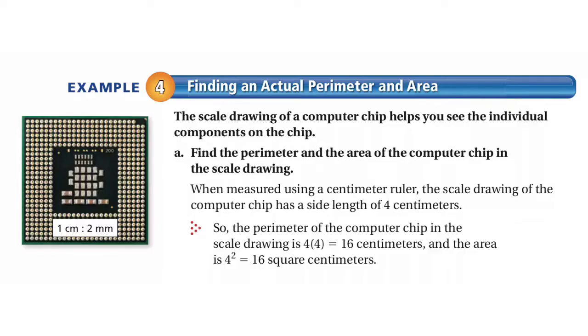So here in example 4, we're finding an actual perimeter and area. The scale drawing of a computer chip helps you to see the individual components on the chip. Find the perimeter and area of the computer chip in the scale drawing. Well, when measuring using a centimeter ruler, the scale drawing of the computer chip has a side length of 4 centimeters. So the perimeter of the computer chip in the scale drawing is 4 times 4, so 16 centimeters to go around the whole thing. And the area would be 4 centimeters times 4 centimeters, or 16 square centimeters.